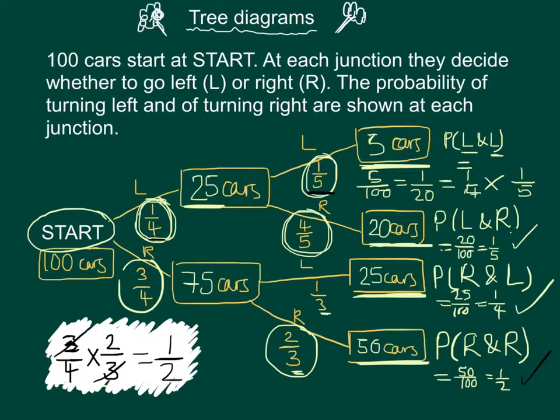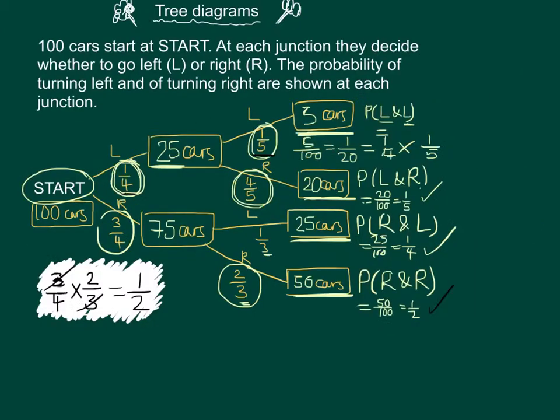And this is our rule for tree diagrams. All we need to do now is check that our answers add up to 1, because we know that whatever happens, these probabilities must add up to 1, because the cars have either got to end up in car park 1, 2, 3 or 4. So we do 1/20 plus 1/5 plus 1/4 plus 1/2, and you can check that on your calculators. It is indeed 1, and so we know we've done it right, which is great.